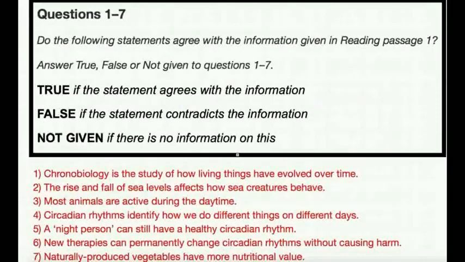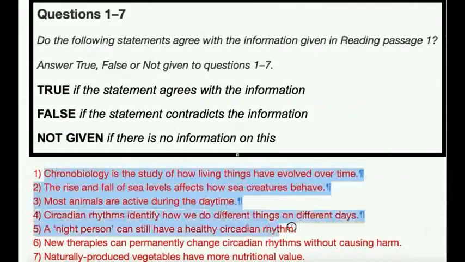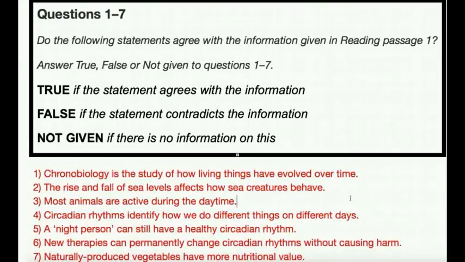Now in true, false, not given questions, you're given a set of statements, in this case you're given 7 here. You have to decide, by reading the text, whether each statement is true, false, or not given. If the statement is true, that means it will agree with what information is in the text. If it's false, the information in the text will contradict the information. If it's not given, there's no information on this at all. What often confuses students is the difference between false or not given. So we'll look at that during this lesson.